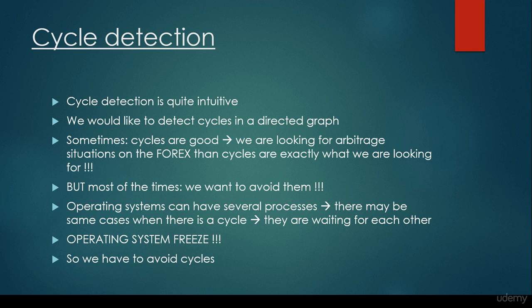Operating systems, for example, can have several processes, and there may be some situations when there is a cycle. These processes are waiting for each other. For example, we have a process A, which is waiting for process B. The B is waiting for process C, and the C is waiting for process A. It's kind of a deadlock situation. So the operating system is going to freeze. So we would like to avoid cycles in order to prevent operating system freezes.